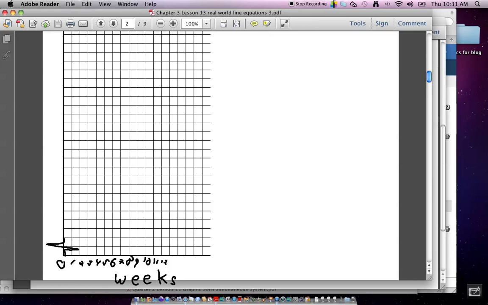See that squiggle there? It looks like this, just in case you can't see in the back. I go like this, right down here. I just go up and make a little break and then come up again. That means I'm skipping a whole bunch of numbers. That's all it means. And I'm going to start with 300.